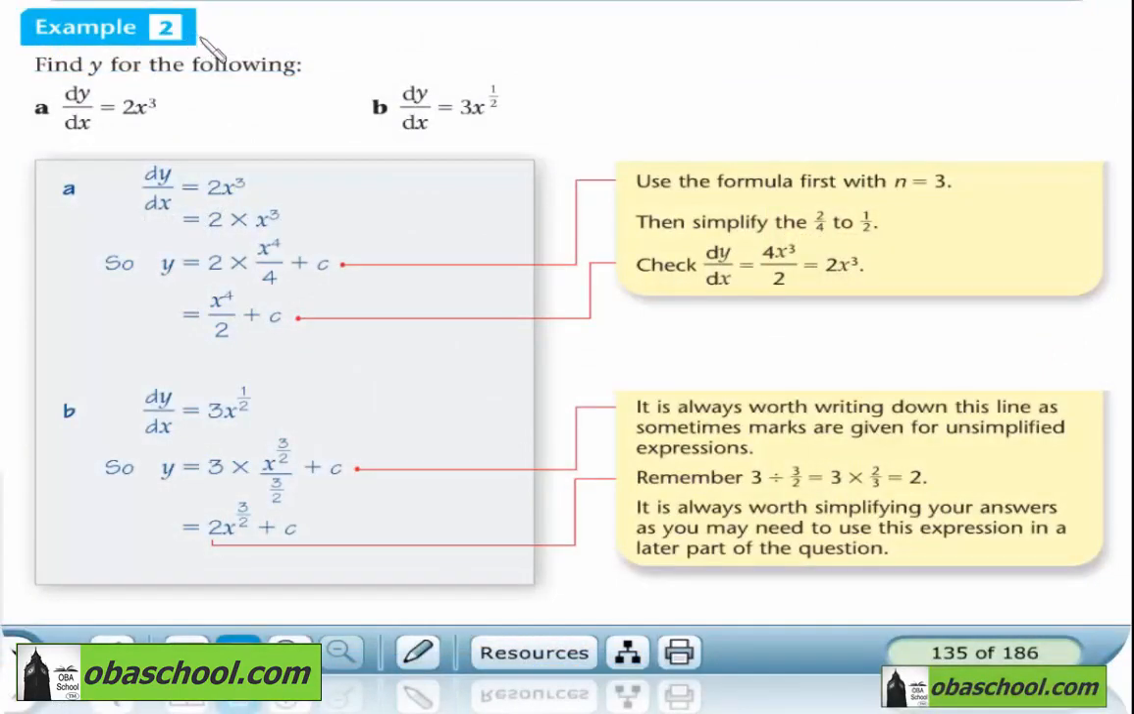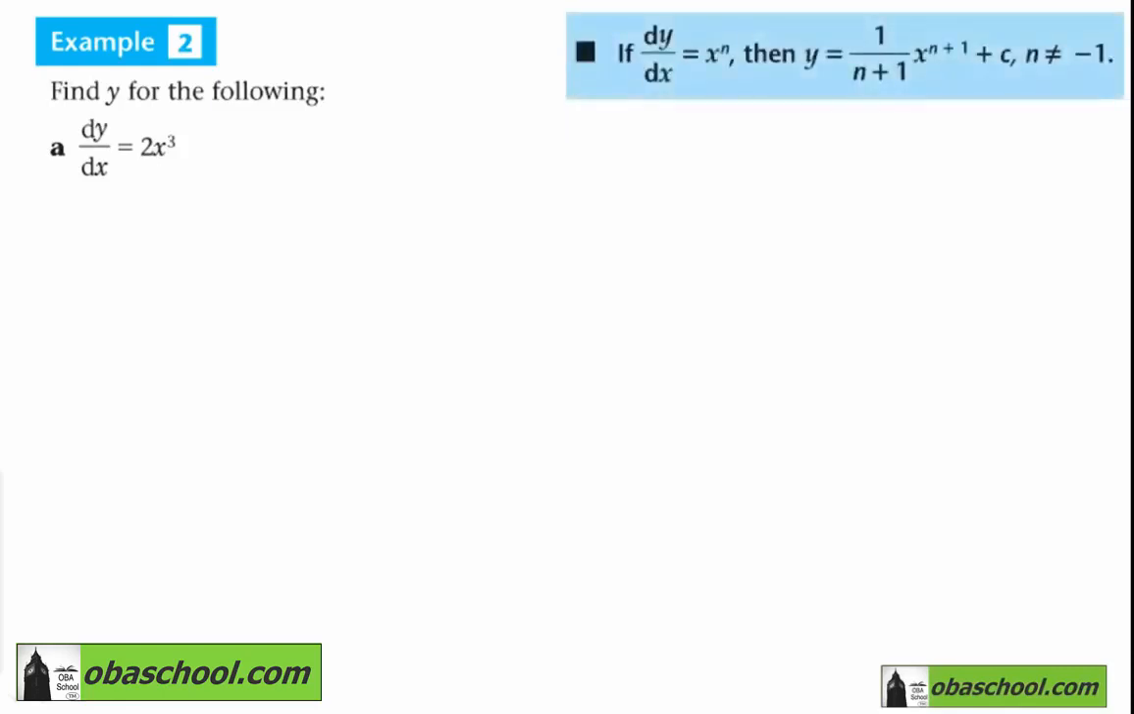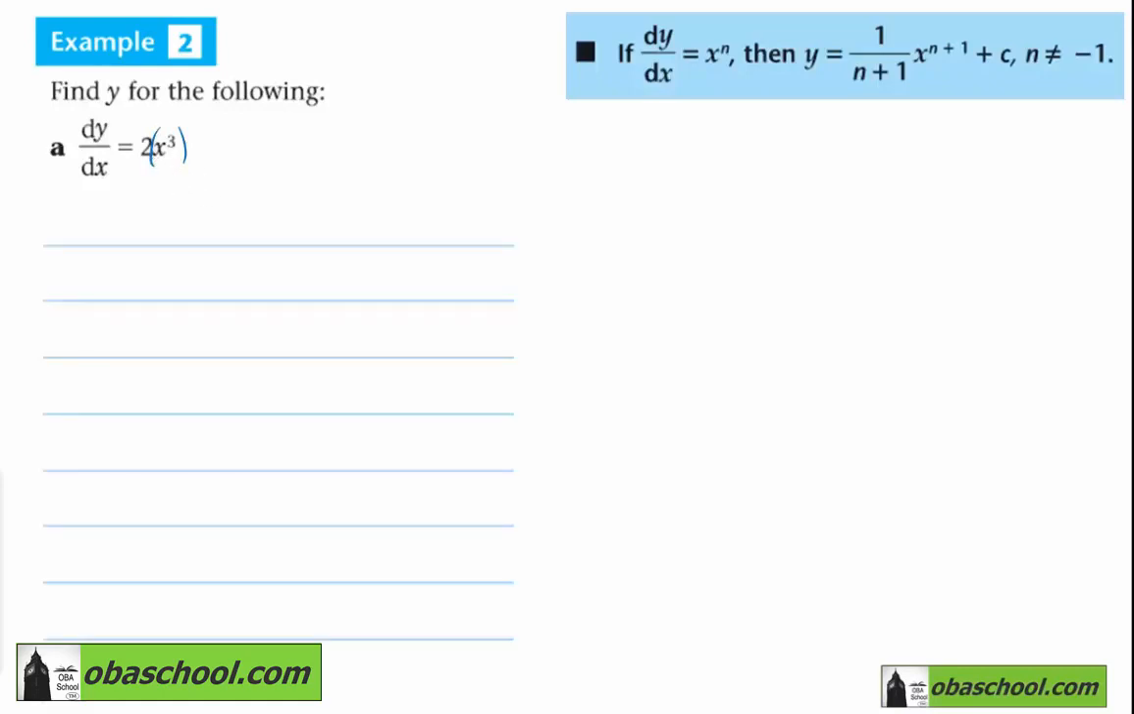Now let's go to example 2, page 135, and try to find when we have a constant multiplied by x to the power n. The first part, find y for the following. We have in part A dy by dx equal to 2 multiplied by x to the power 3. Then we have a constant a that is equal to 2 multiplied by x to the power 3 that is equivalent to x to the power n. We already know when we have x to the power n, the formula is as follows. So let's take x to the power 3 separately and compare it with x to the power n.